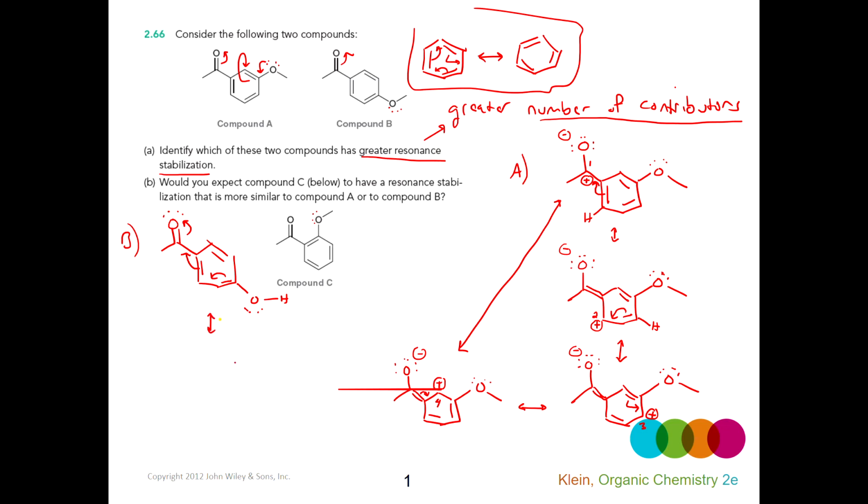But once I get to this specific one, where the positive is on this carbon here, the same positive it was on in this molecule over here, now it's set up for one extra contributor that compound A was not capable of forming.